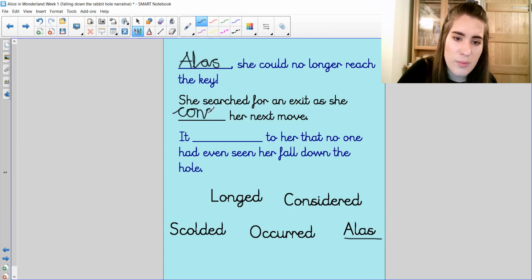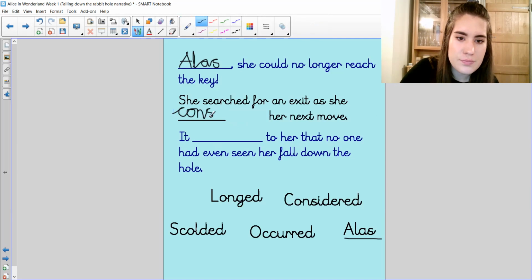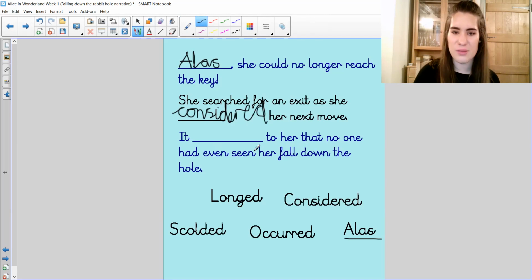I'm not going to have room, am I? Okay. Considered. Still trying to keep my writing joined up. Oh, that looks a bit messy. Considered her next move. Okay. She searched for her exit as she considered, as she thought about her next move.